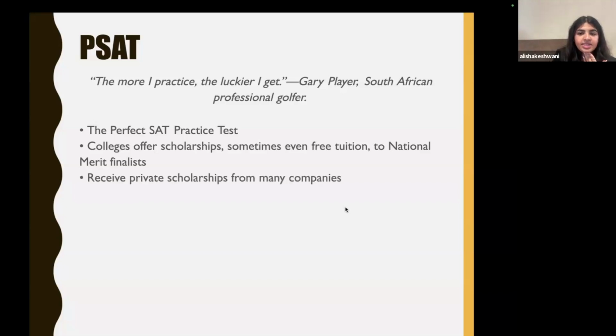Another thing with the PSAT is that if you do become a finalist and you score high enough, you're not only getting scholarships from schools, but also from many companies. And the fact that you did well on the PSAT can also help you prepare really well for the SAT.